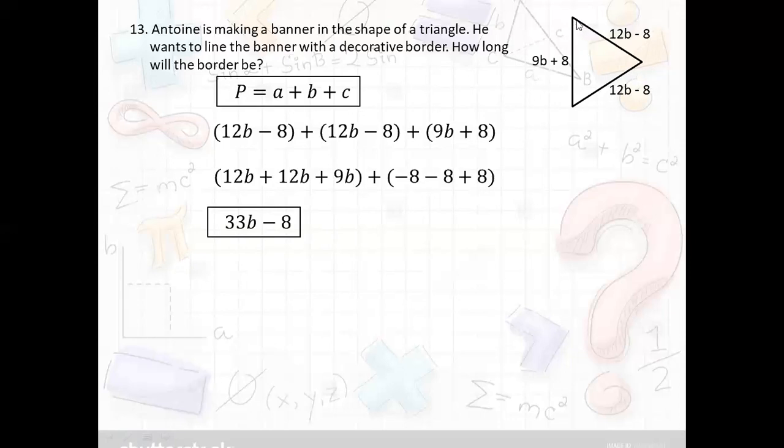So what do you think they're talking about? If any geometry question comes, find this, how much they should put. So either it's going to be area or it's going to be perimeter. So in this question, they said around. See, he wants to line the banner with a decorative border. Border means these are the borders. So around, what do you think they're talking about? The distance around the figure, right?